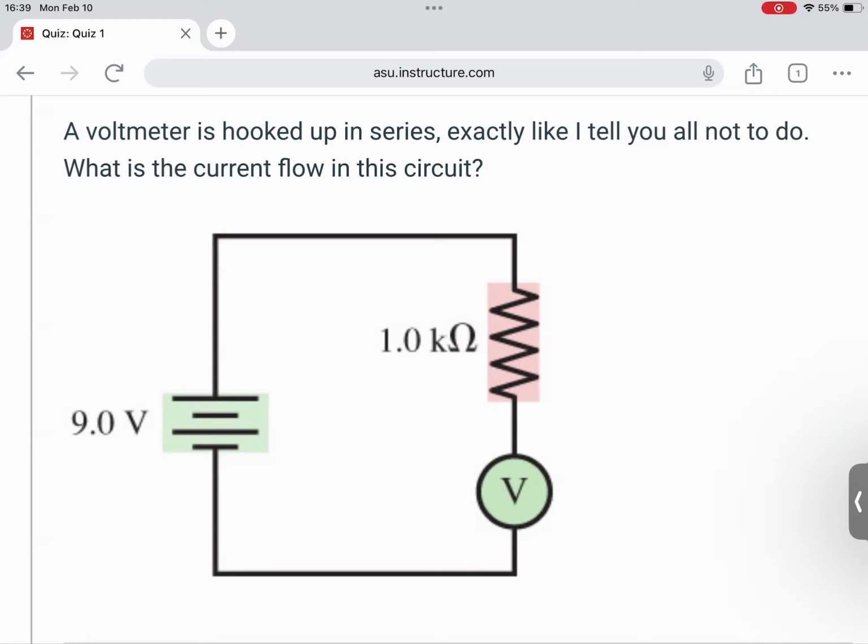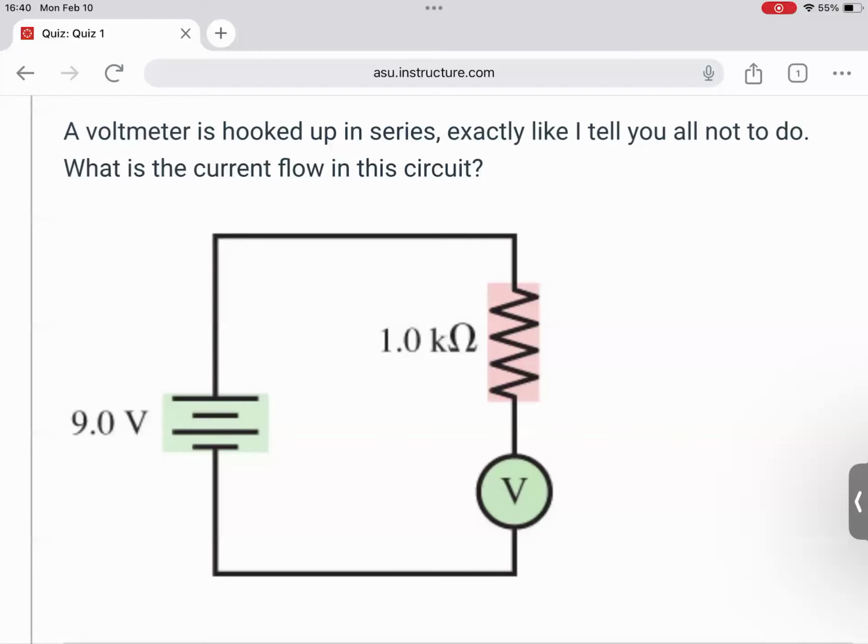No current, I is 0. How much V when you have I is 0? That's correct. Whatever your V is here.